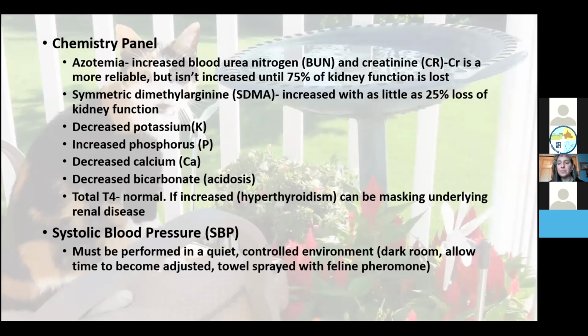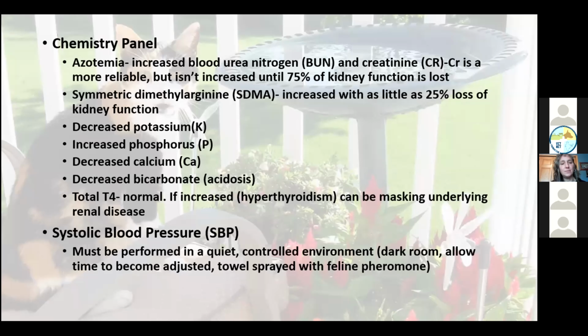The daily production rate of creatinine depends on muscle mass, which may be of clinical importance in these older cats with age-related muscle wasting, or when the muscle mass gradually declines from chronic kidney disease progression. The BUN can be influenced by extrarenal factors, such as intestinal protein content and liver function. The symmetric dimethylarginine, the SDMA, is a newer test available that can be increased with as little as 25% loss of kidney function.